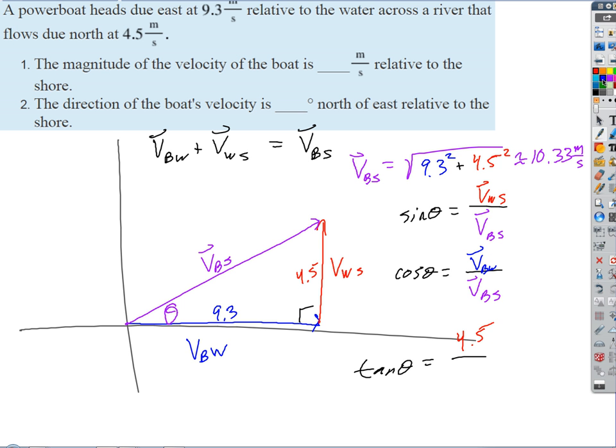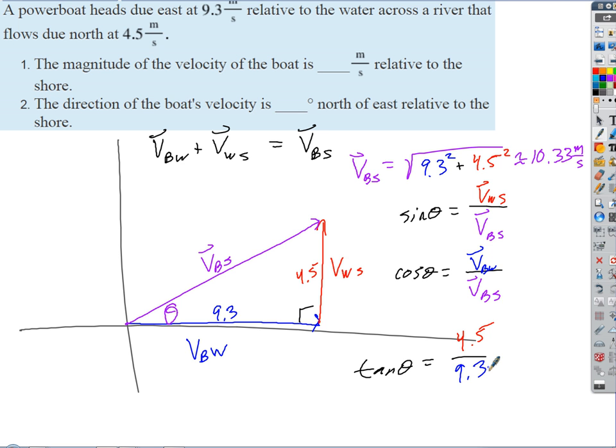4.5 over 9.3. Exactly. Okay, good. So we're going to use one of these relationships and solve for theta, but we want to use the one that's not incorporating any rounded numbers. If we had left it on our calculator it would have been fine, but I wrote down a rounded number. We don't want to propagate rounding error, so we'll use the two measurements that were given to us.